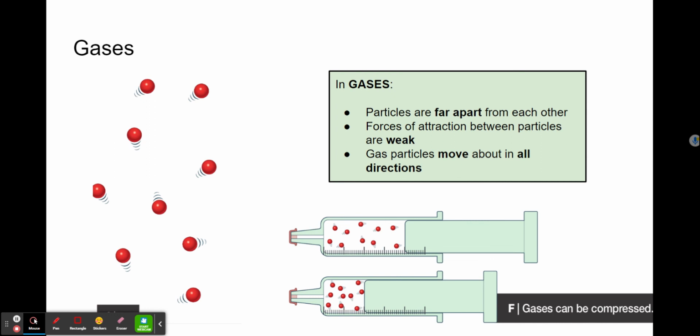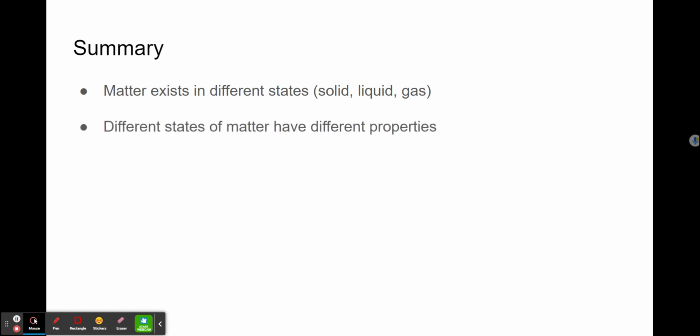So if we put them into a syringe like we've got on the diagram here, we can press that syringe, we can force the particles to be closer together and compress the gas. And if we did that under enough pressure, we could actually turn that gas into a liquid. So in summary, we need to know that all matter exists in three different states: solid, liquid, or gas, and that the different states of matter have different properties, and that those properties are determined by their particles.